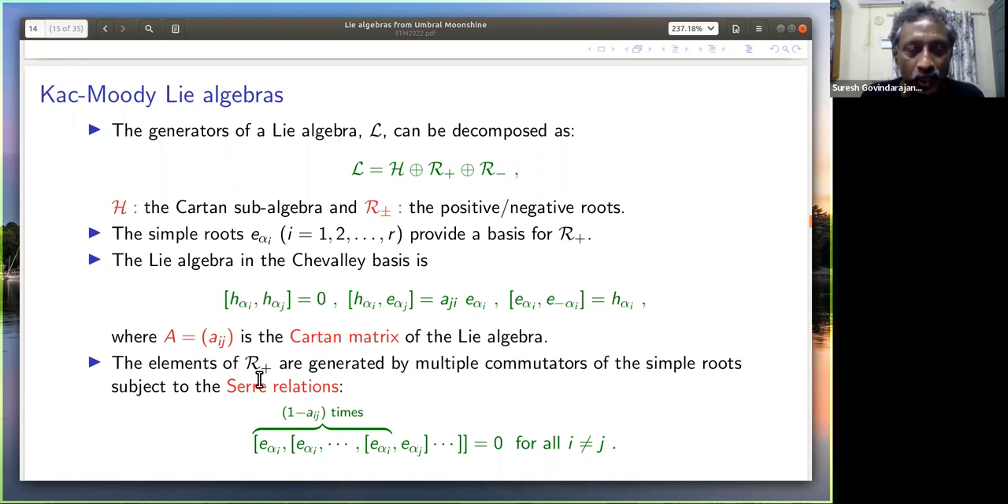And then the elements of R plus are generated. You can take multiple commutators, but then you take the adjoint action, which is (ad E_i) to the power 1 minus A_ij acting on E_j, and it will give you 0. So this is a relation. These are called the Serre relations. If you give me any Cartan matrix A, and you do this and impose the Serre relations, you get a Lie algebra. That Lie algebra is what I call G of A.